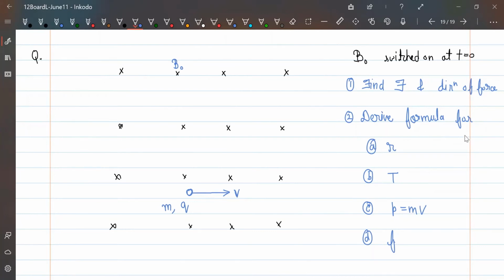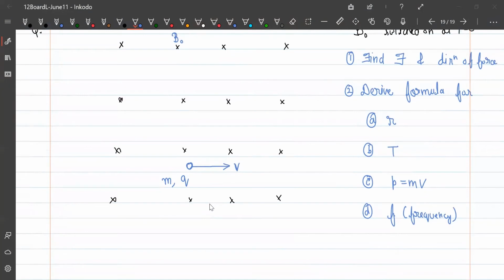Then you have to derive the formula for the radius of this trajectory. It will be a circle, of course. Then find the time period, then find the momentum and the frequency of the charged particle. Tell me the direction of force first, and the value of the magnitude.